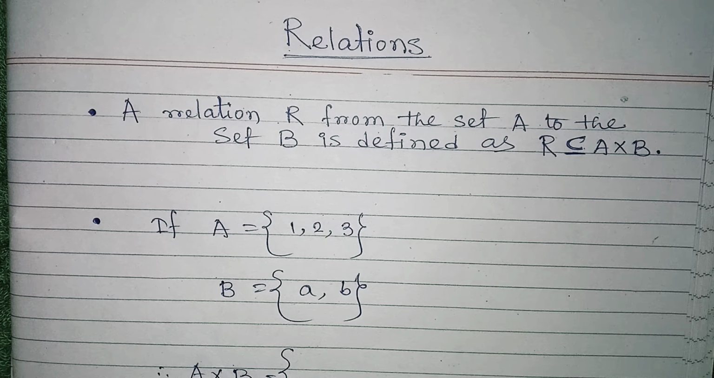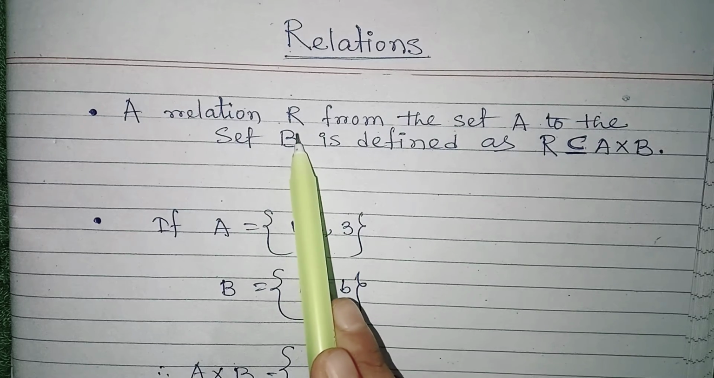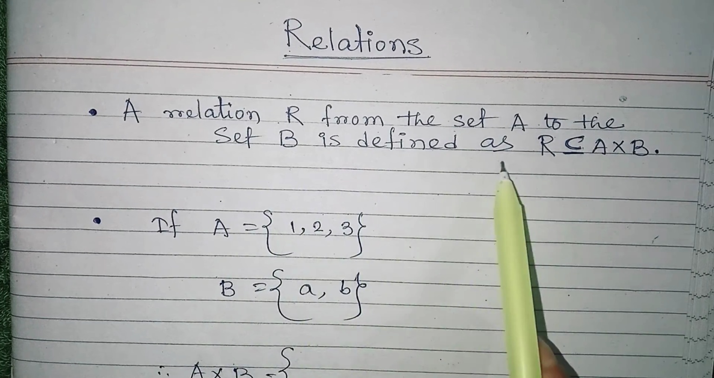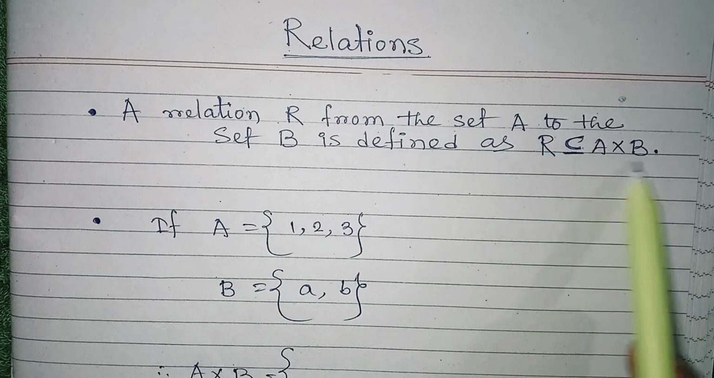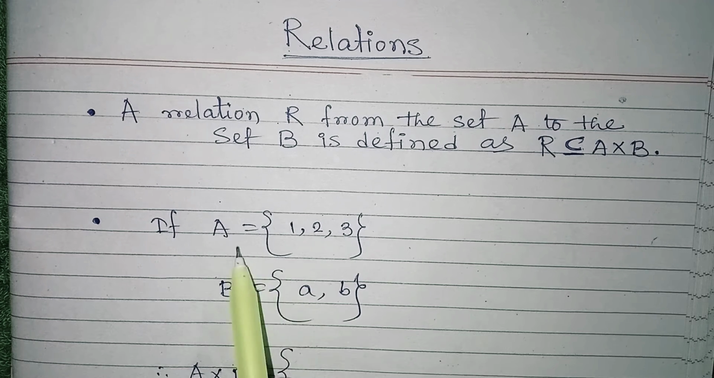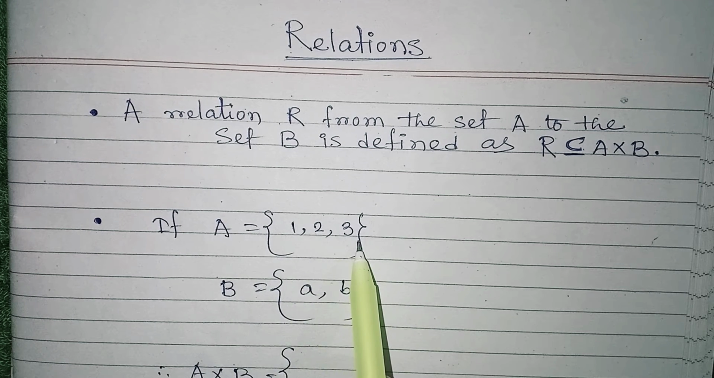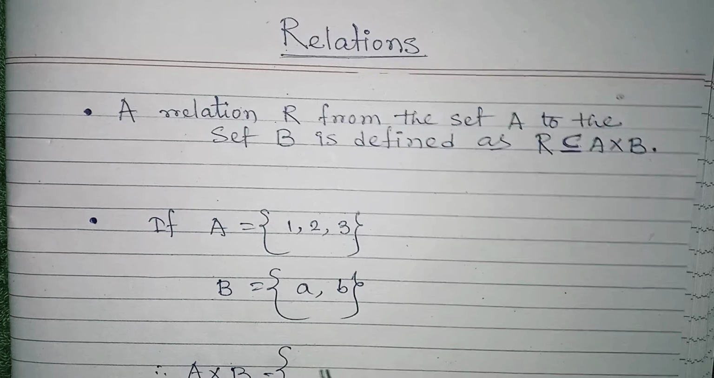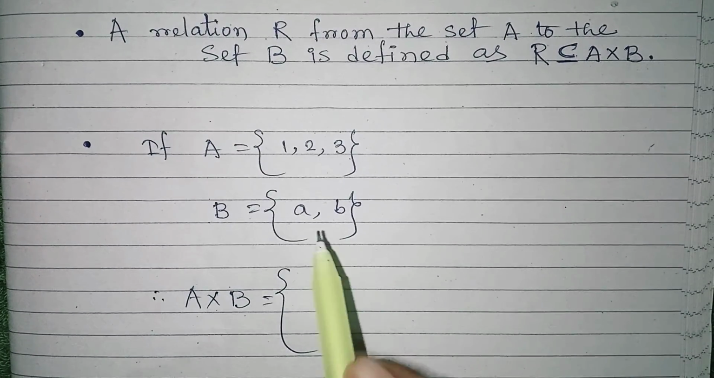Okay, the first topic is relation. What is a relation? A relation, basically denoted by R, from the set A to the set B is defined as R is a subset of A cross B. What is A cross B? How can we find it out? If A is given, suppose 1, 2, 3, and B is any set, say a, b, then we can find A cross B this way.